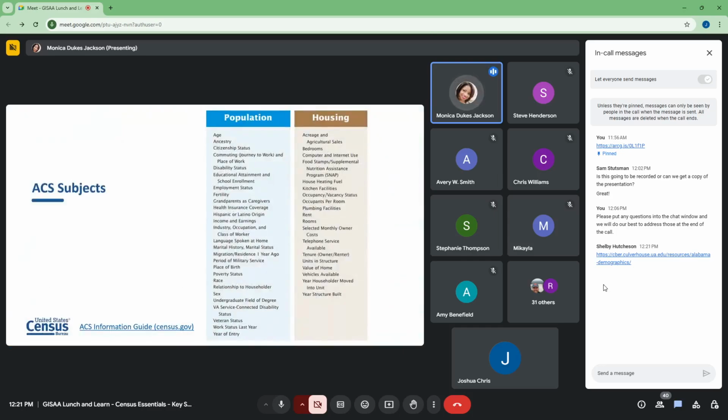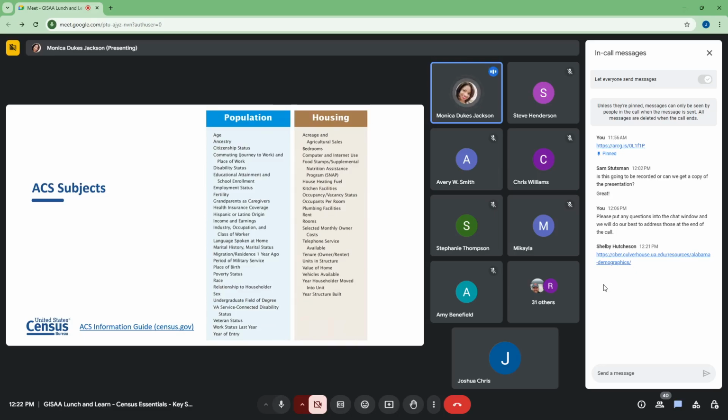Again, talking about some of those topics that are available for ACS. So we have some subject level data. And again, you can see that here. So all of these topics would fall under population. So you can look at various things such as ancestry, disability status, grandparents as caregivers, income and earnings, period of military service, undergraduate field or degree, veteran status. And then we have those housing topics as well.